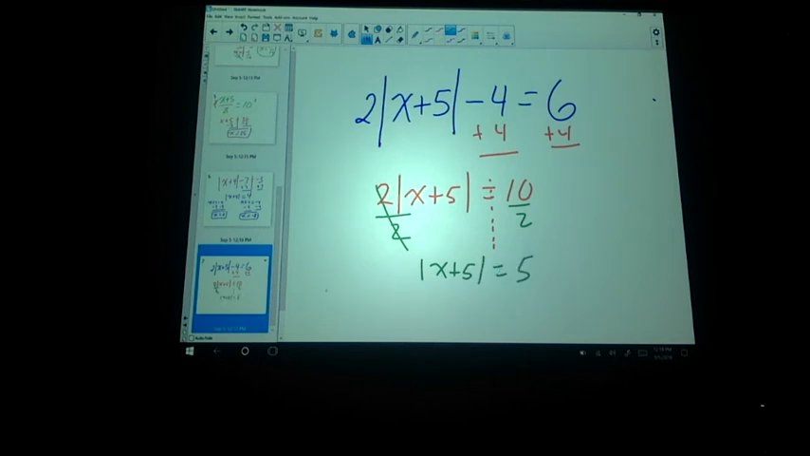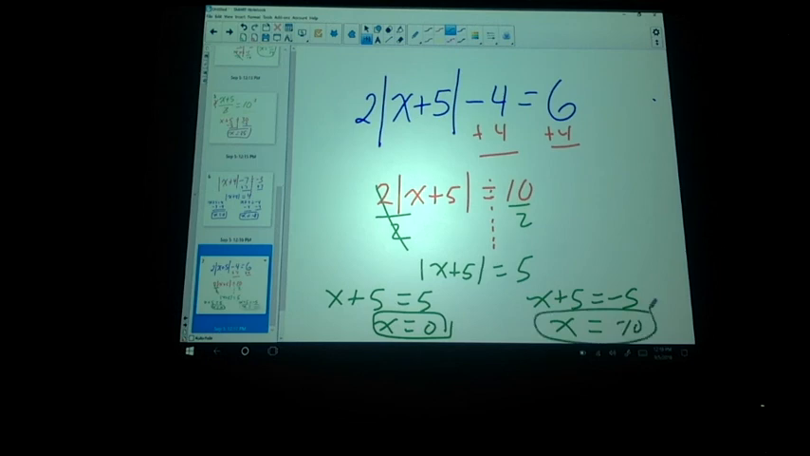And then break it into your 2 problems, then solve it. Subtract 5. 0 here. Subtract 5, so you get negative 10. Okay?